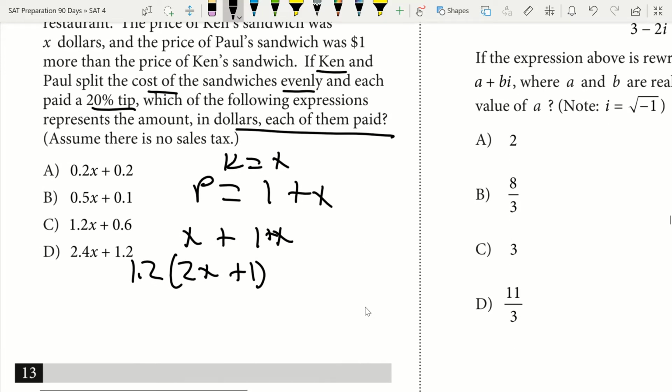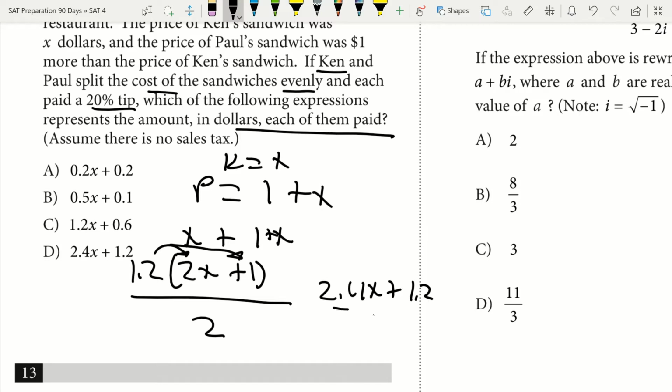And then we're also splitting it among two people. So we go ahead and do this. We're going to get 2.4x plus 1.2 all over 2, which will leave us with 1.2x plus 0.6. So our answer there is going to be C for number 12. Now we've got question 13.